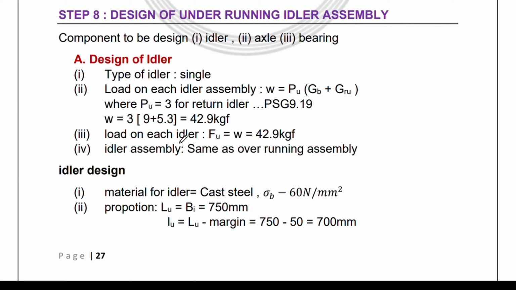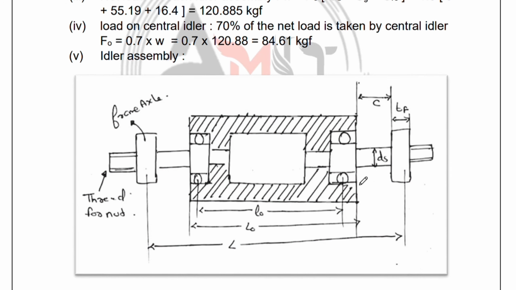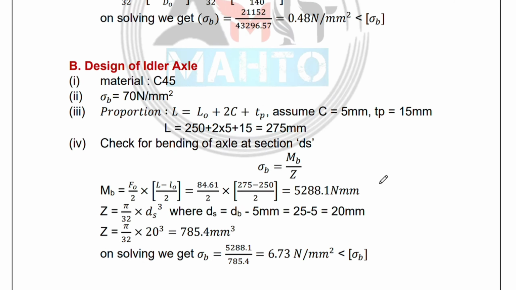Next, load on each idler. The load on each idler will be equal to W, which we have found previously. It will be the same. Next will be the idler assembly. The diagram will be same as overrunning. Here we have drawn the diagram. This diagram is for overrunning, and for underrunning it will also be the same.